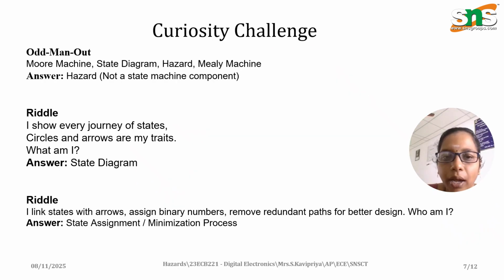Next is a curiosity challenge. The first one is the odd man out: Moore machine, state diagram, hazard and Mealy machine. Hazard is the odd man out because it is not a state machine component.